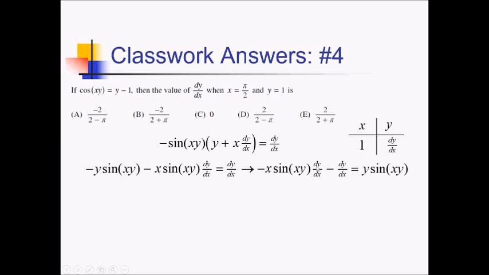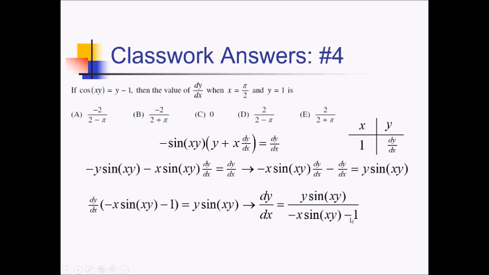All right, now I can factor out a dy over dx. That leaves me with negative x sine of xy minus 1 in a parentheses. And now I can go ahead and divide by all that, giving me this stuff over here on the right side. At this point now I have to plug in pi over 2 for x and 1 for y. So let's evaluate this derivative at pi over 2 comma 1.